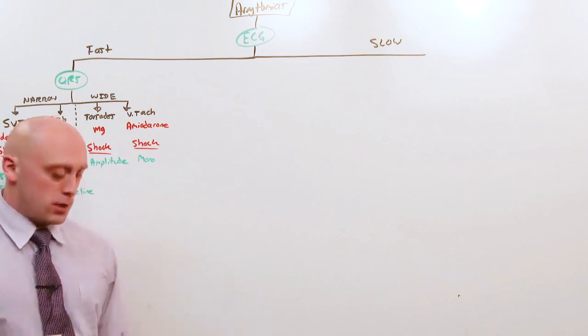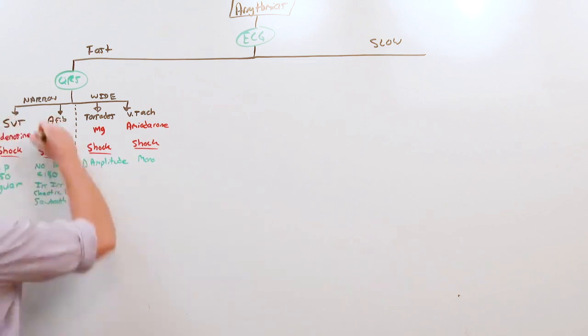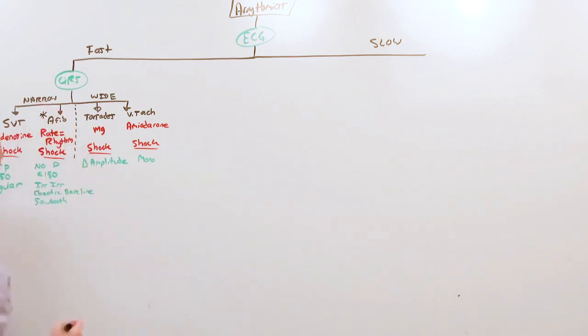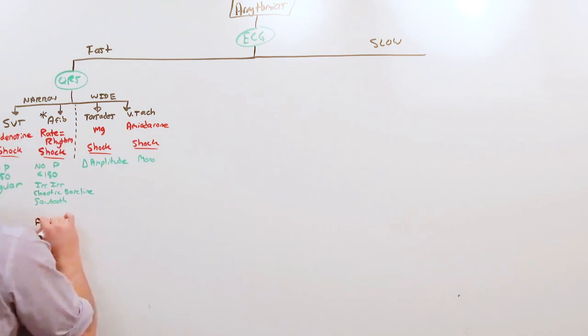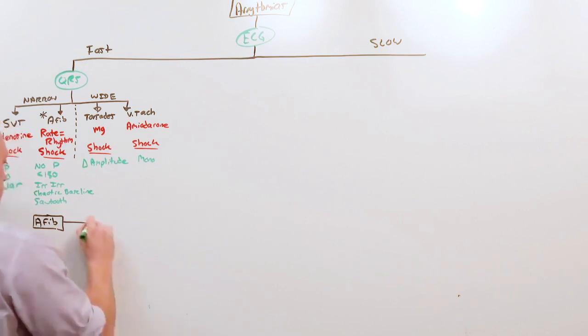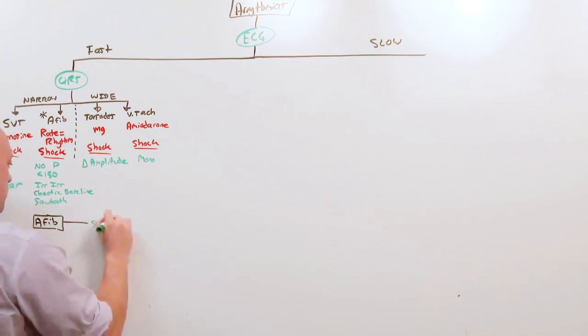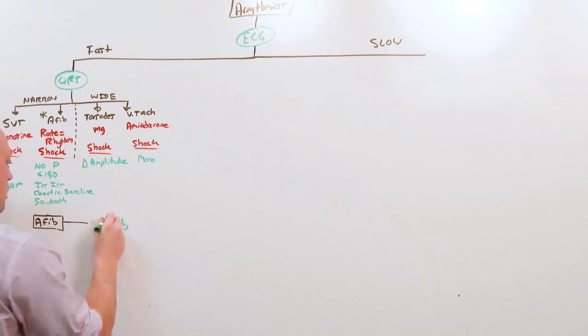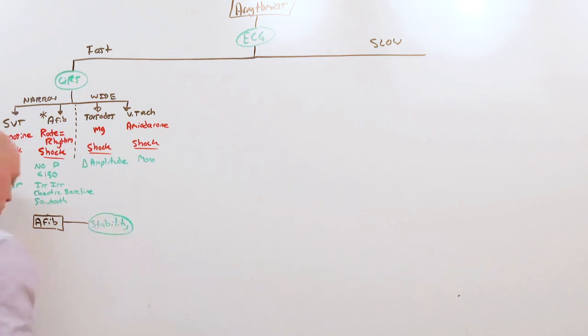All right, one of these I want to spend a lot of time on, and that's AFib, because this is where most of your questions are going to come from. If someone comes in with atrial fibrillation, the first thing you need to do is assess their stability. Because we're going to talk a lot about stroke risk with AFib.